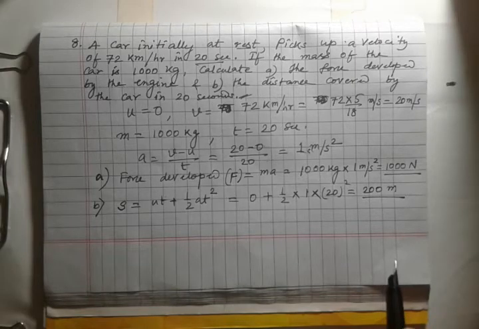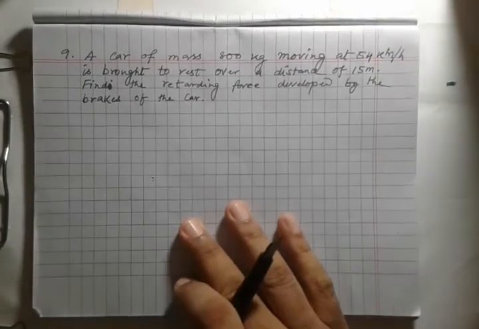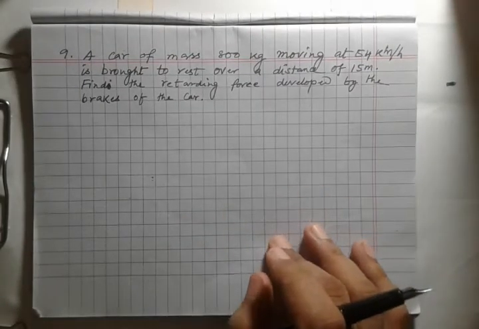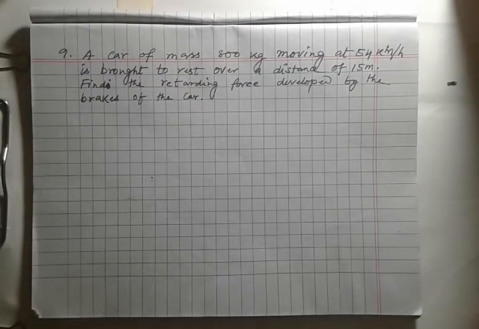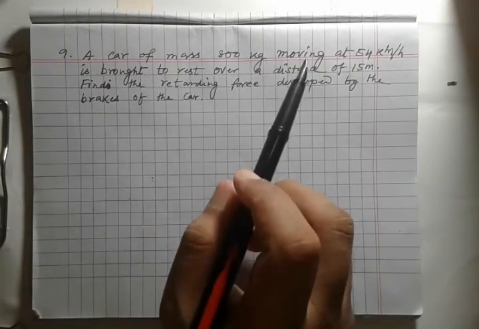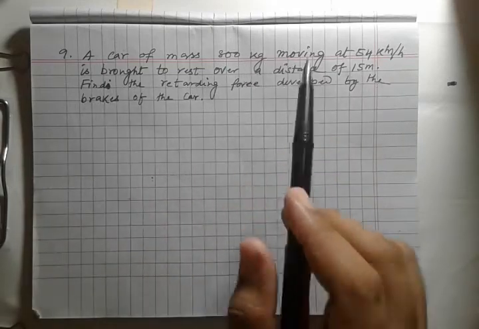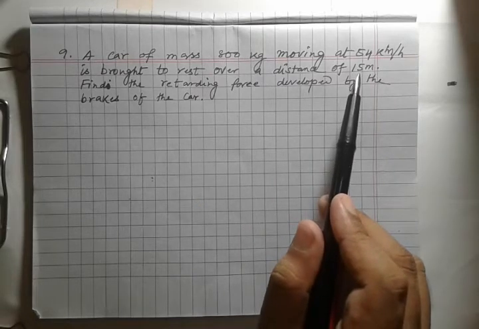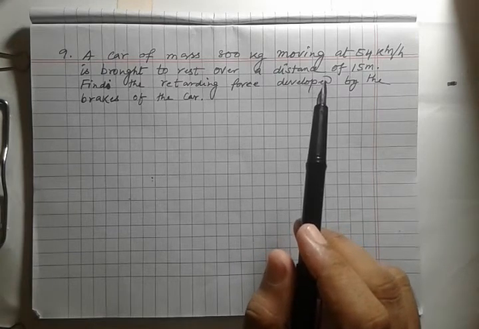Okay, so now question number 9. So what is written here? A car of mass 800 kg moving at 54 km per hour is brought to rest over a distance of 15 meter. Find the retarding force developed by the brakes of the car. You have to find the retarding force.